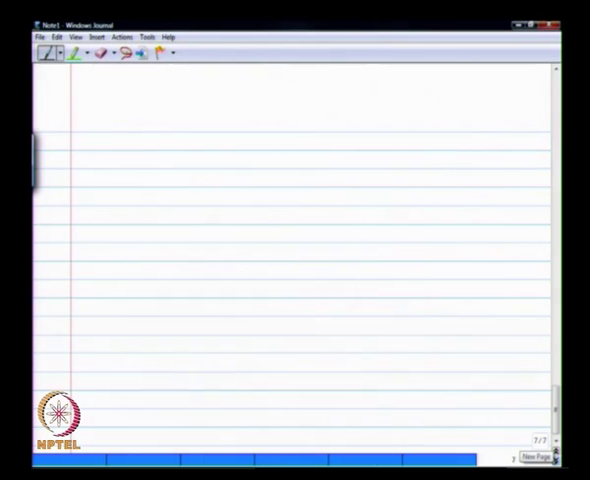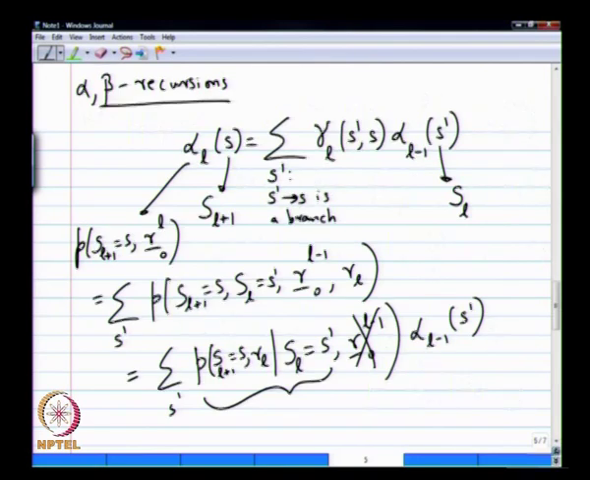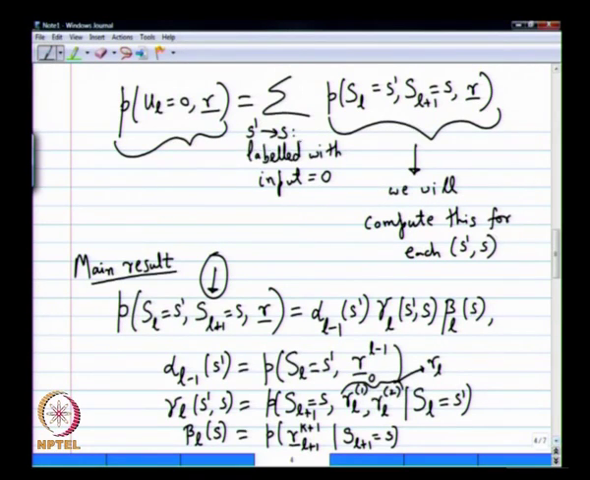Okay, so in terms of the trellis, it is particularly easy to understand this. Yeah, definitely, only branches are considered. S prime to S is labeled with input. If it is not even a branch, it won't be labeled. Definitely it is a branch.